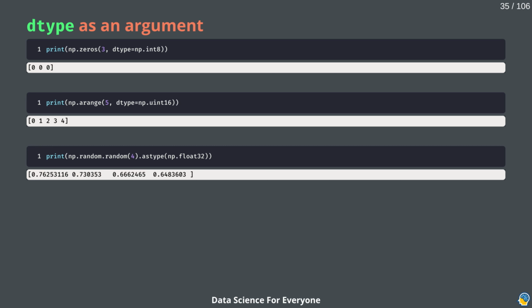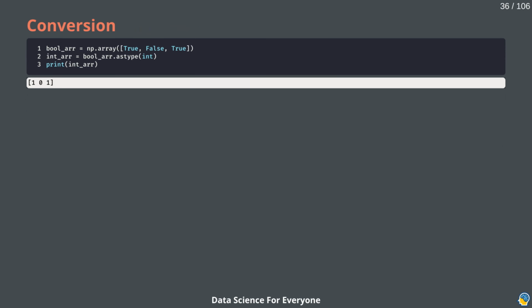We don't have to let NumPy decide the type for us. When creating an array, we can set the type ourselves using the dtype keyword. This works with many NumPy functions like np.zeros, np.arange, and np.random.random. We can change the type of an array after it's made using the astype method. For example, if we have a Boolean array and want to turn it to zeros and ones, we can convert it to integer type. Note that the Boolean type in NumPy doesn't use a bit size because it only stores true or false.